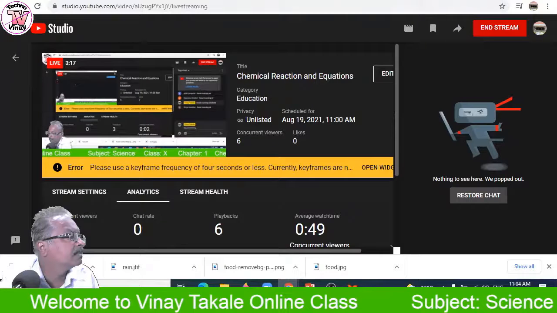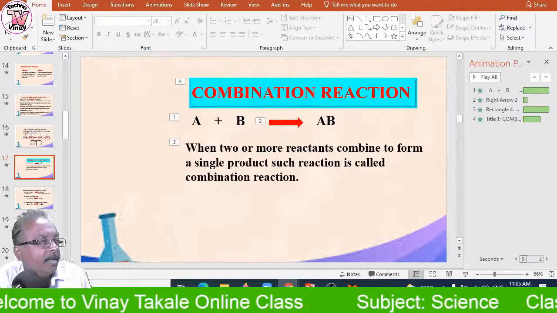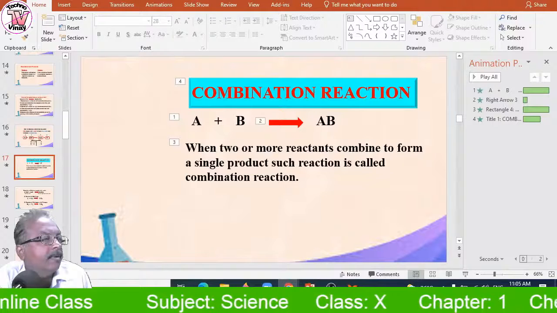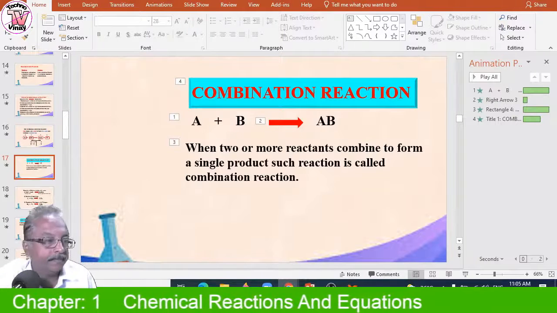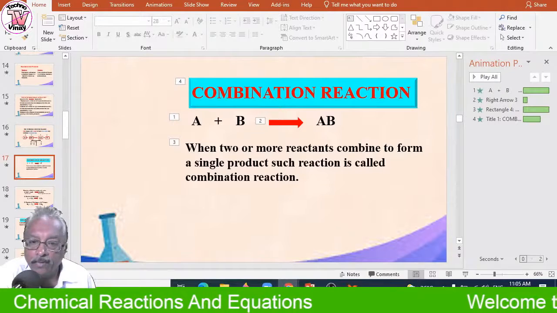So shall we start the class? Yes. Okay, good morning. Tukaram has joined. Suchita has joined. Divya has joined. Both the Divyas have joined. Then I can see only 4 students have joined. Okay, now shall we start? Good morning to one and all.